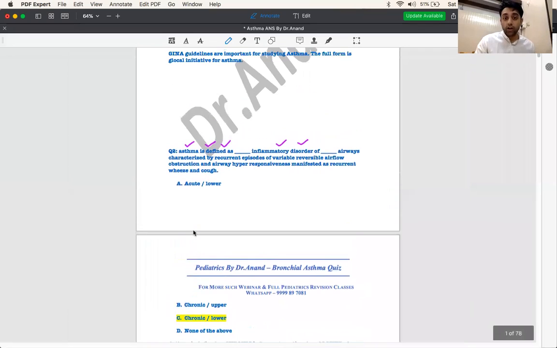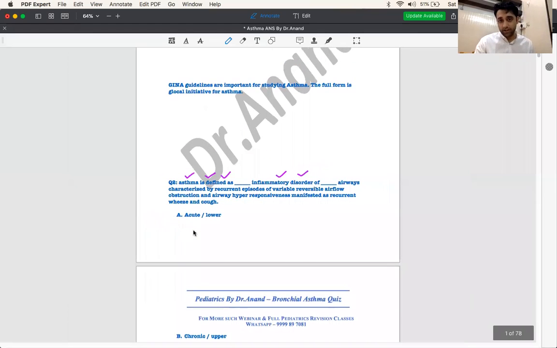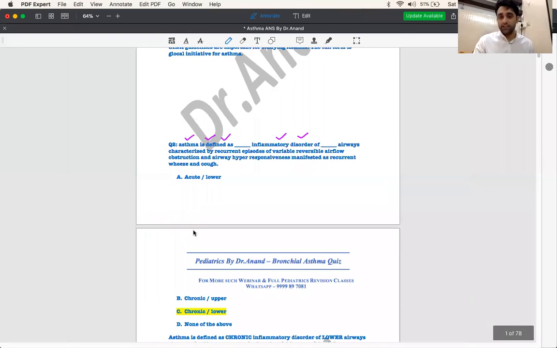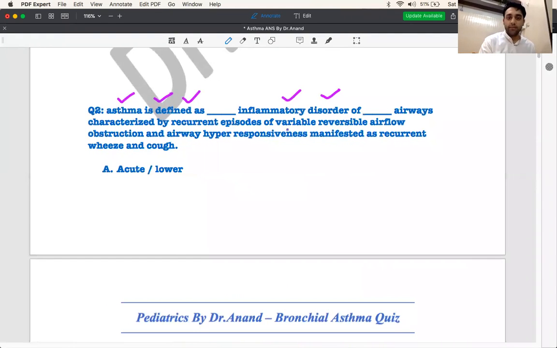It is a chronic inflammatory disorder of the lower airways. That is very important. It is a chronic inflammatory disorder of the lower airways, characterized by episodes of variable reversible airflow obstruction with airway hyperresponsiveness manifested as recurrent wheeze or cough.